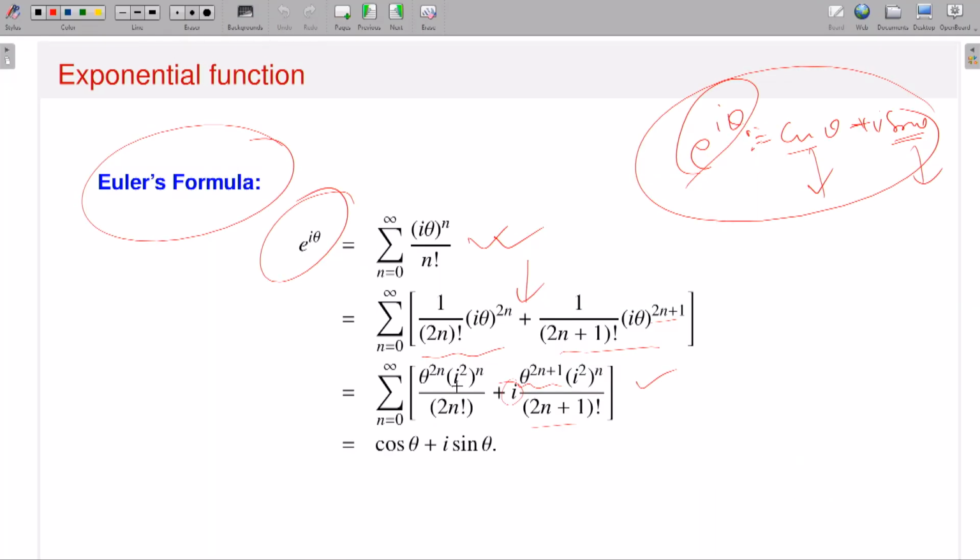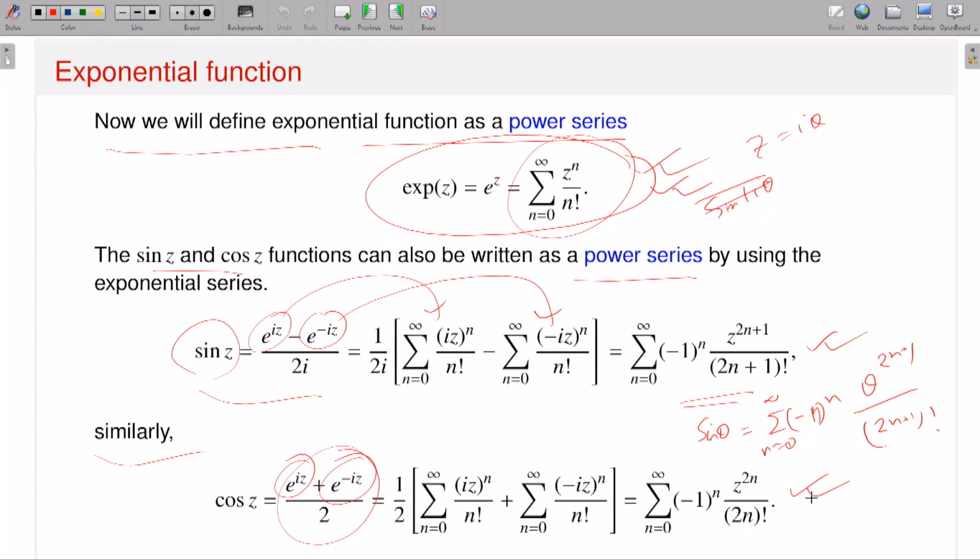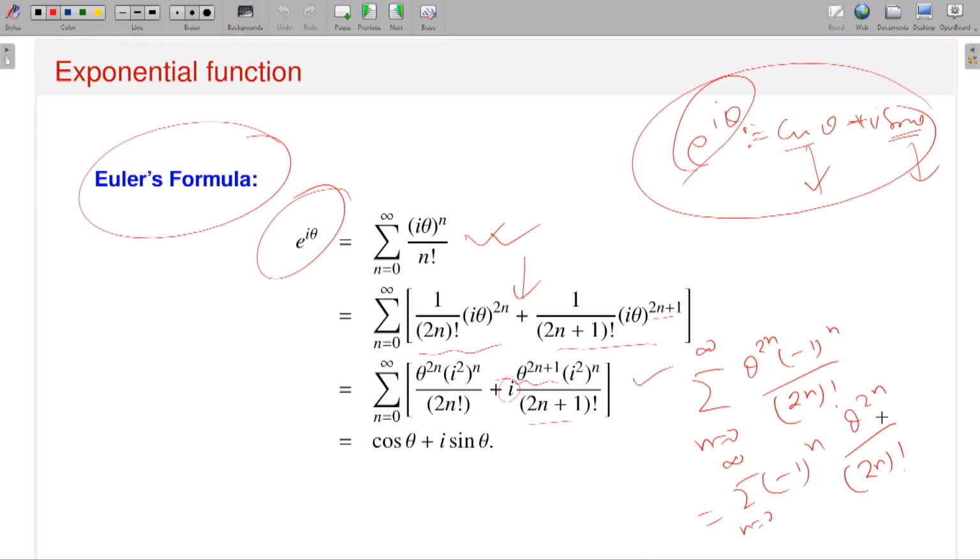Now look at this: i squared is minus 1, so minus 1 to the power n. Therefore this portion is the sum from n equals 0 to infinity of minus 1 to the power n, theta to the power 2n divided by 2n factorial. Now go back to the expansion of cosine. If I put z equal to theta, cosine theta is equal to the sum from n equals 0 to infinity of minus 1 to the power n, theta to the power 2n divided by 2n factorial. So this object will give you cosine theta.